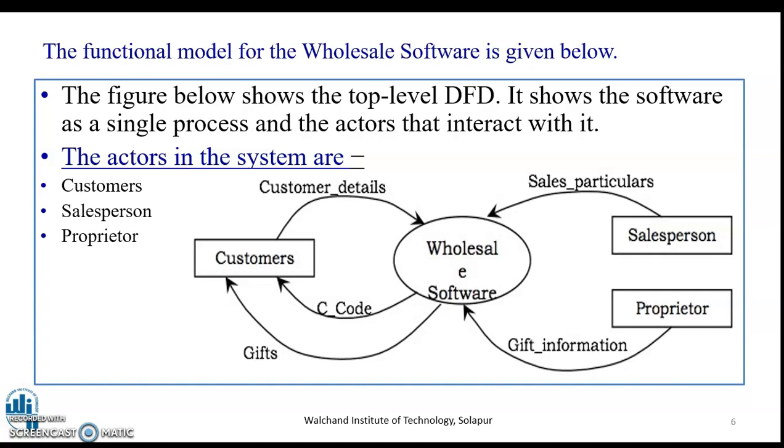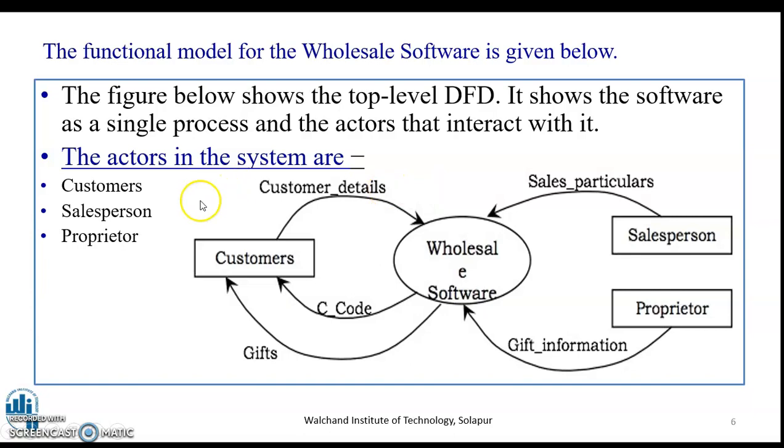So the figure here shows the top level DFD. It shows the entire software as a single process and the actors that interact with it. So this is a top level DFD, and you can see over here the wholesale software itself is considered as one whole process, and this one whole process will be further decomposed into subsequent sub-processes. Now once the process is identified, you have the actors that have been identified from the problem description. So the actors are the customers, the salesperson, the proprietor.